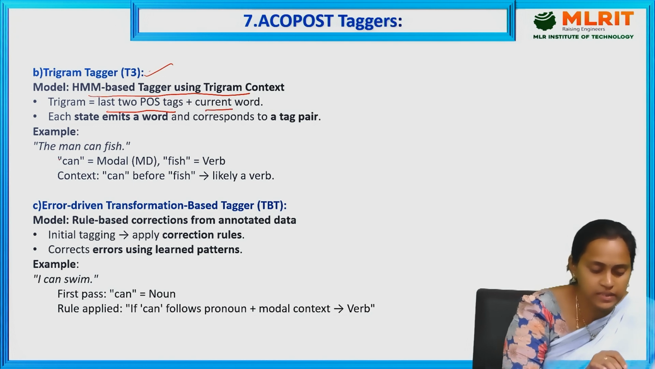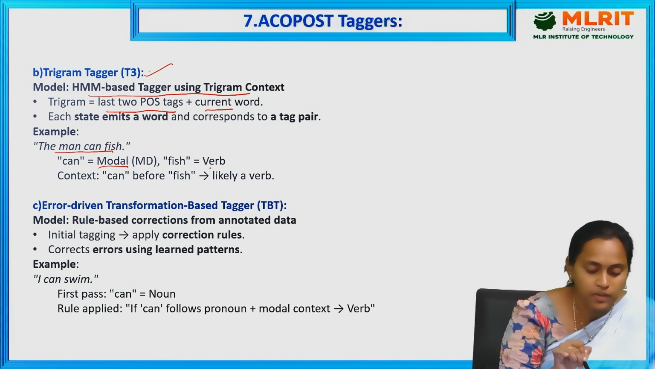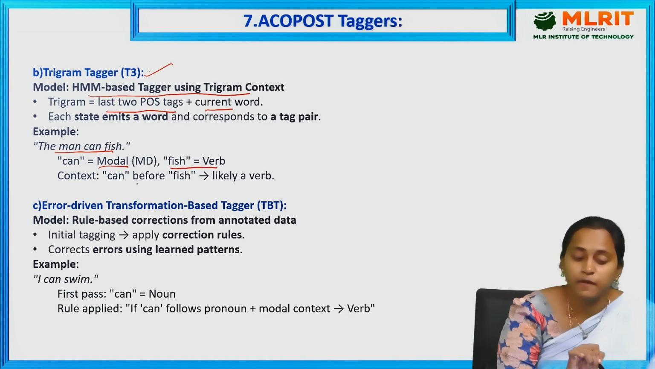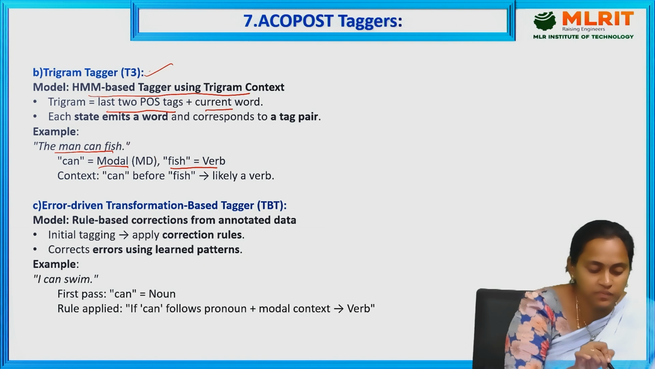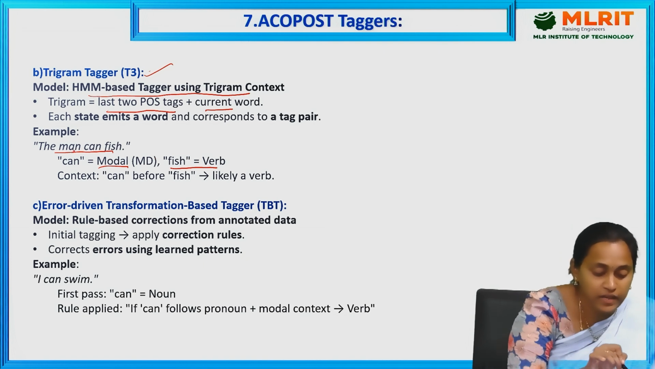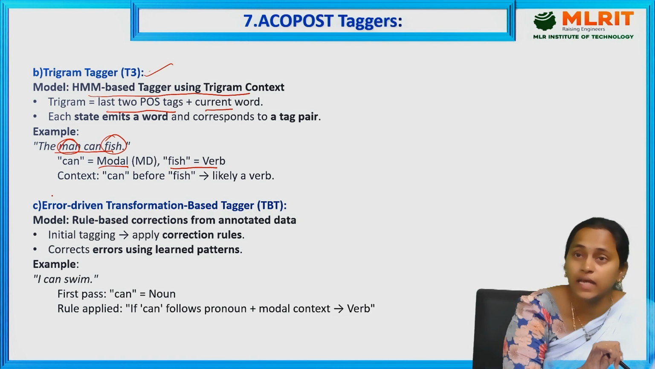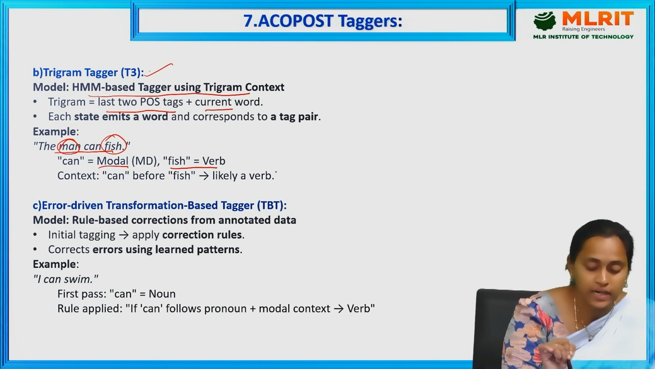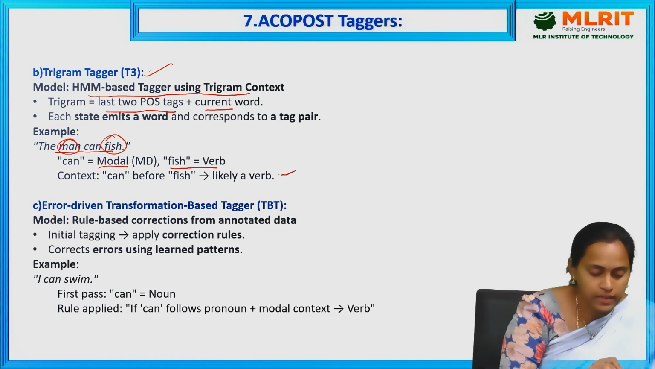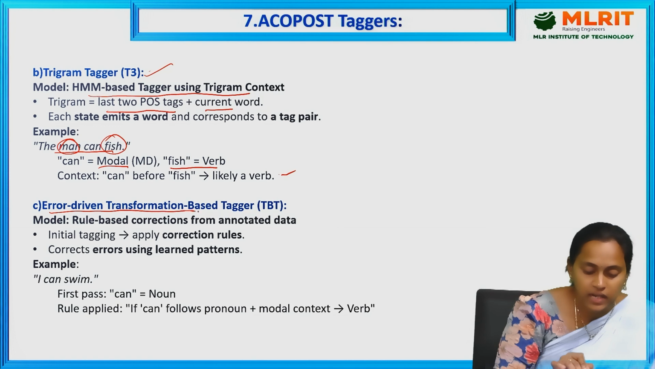See the sentence here: The man can fish. Here, can is a modal and fish is a verb. Here, can before fish is likely a verb. Here, the man can fish, right? Understand the sentences.